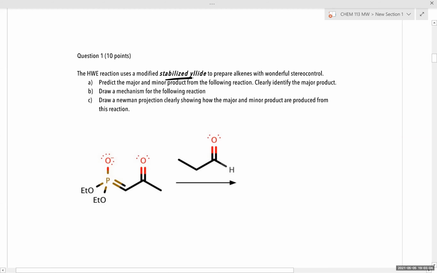modified stabilized ylide to prepare alkenes with really great stereo control. In this case, we're asked to predict the major and minor product from the reaction, draw a mechanism, and draw a Newman projection clearly showing how the major and minor product are produced.